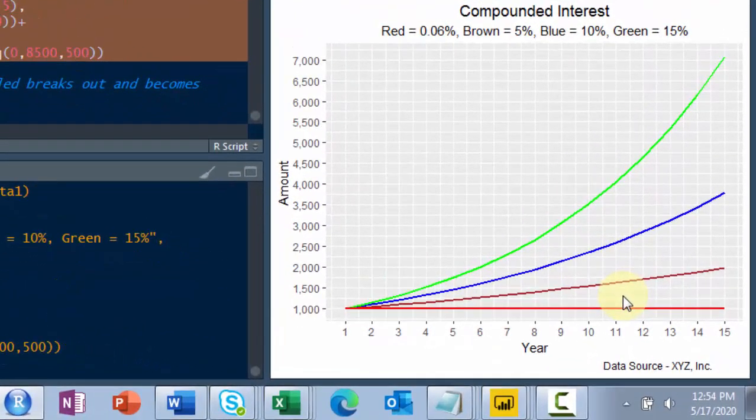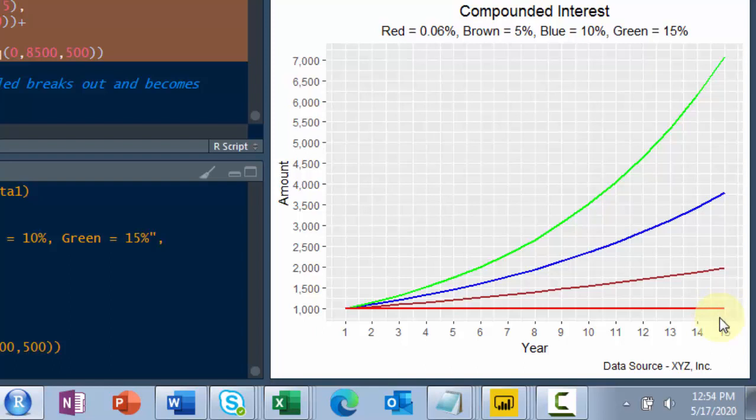And look what happens. That $1,000, without ever putting another penny in it, quickly becomes, in 15 years, $7,000 versus $3,750 versus, what's this one at? About $2,000. So a huge difference in that one. And this one clearly never got off the ground. I mean, it might be at $1,010 or something like that. It's horrible. Okay?